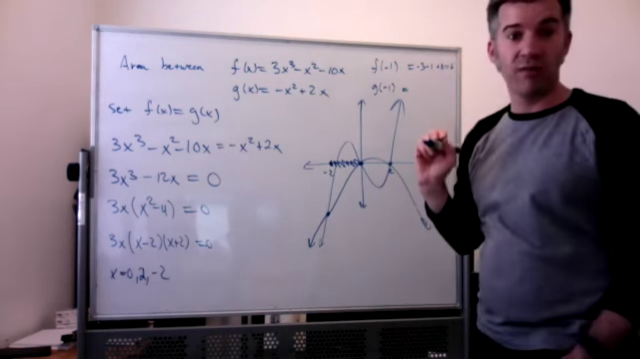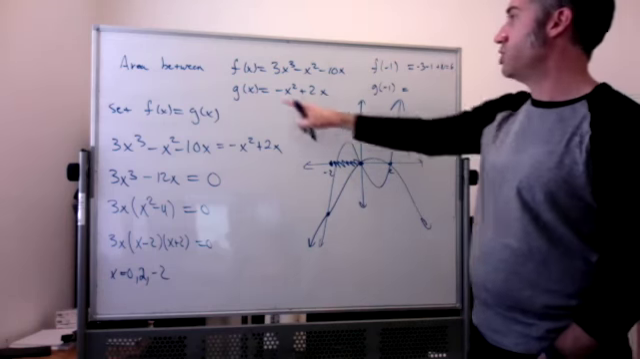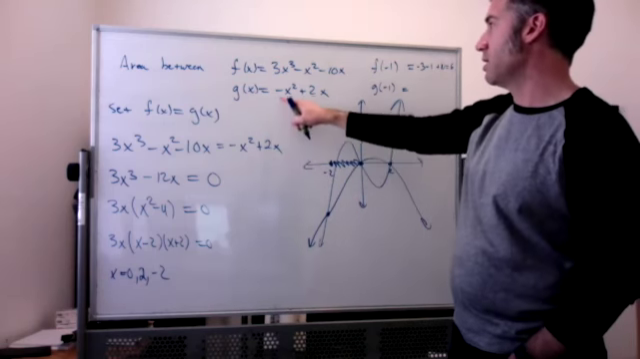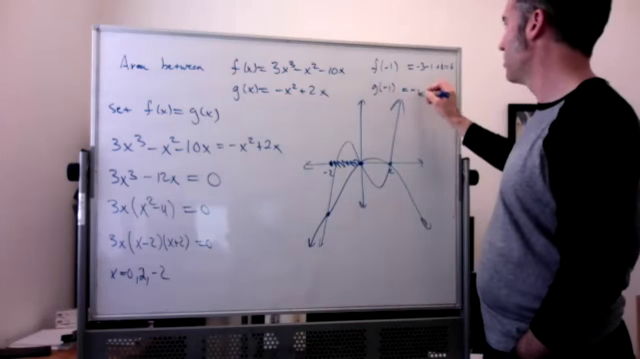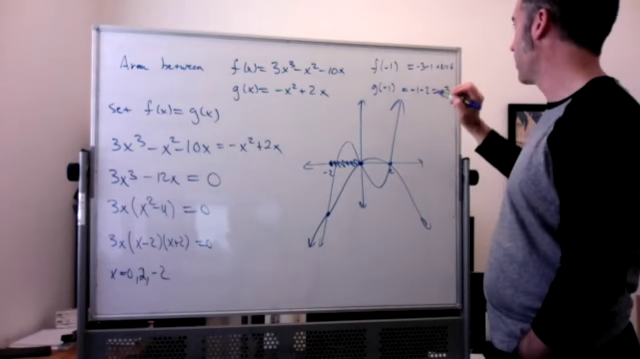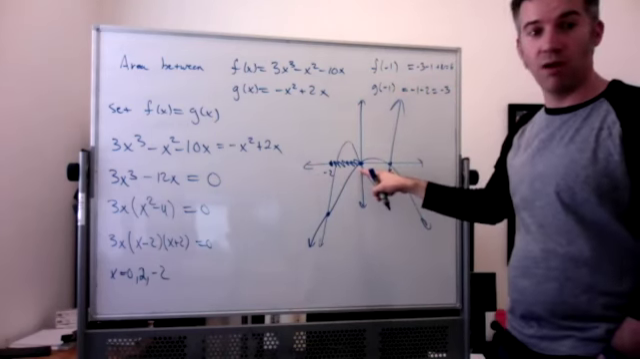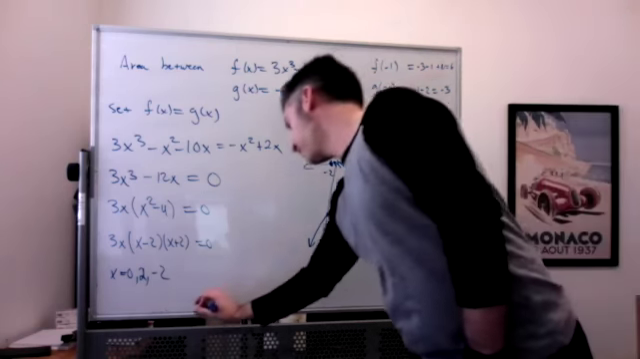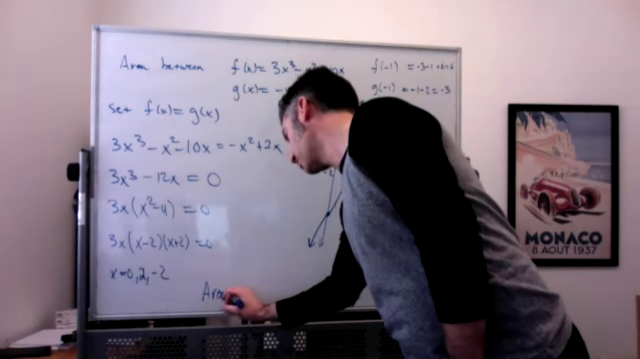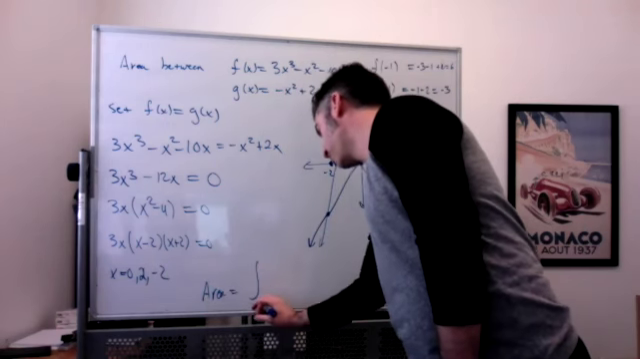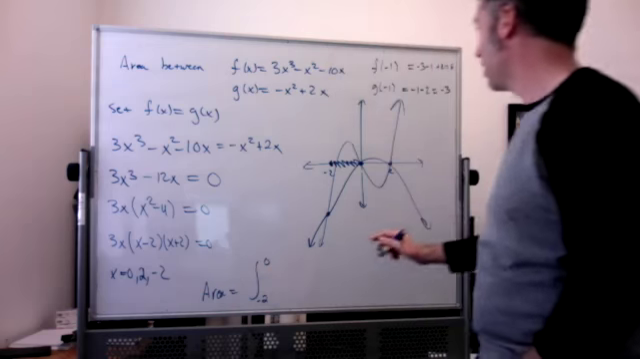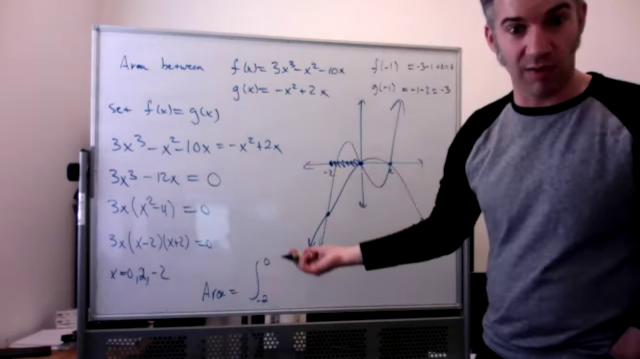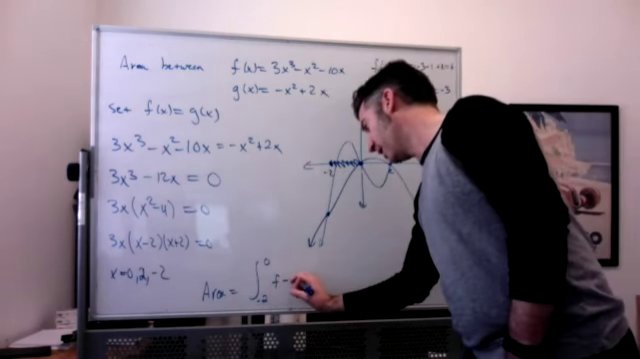So f of negative 1 is 6. And g of negative 1 is, let's see, negative 1 minus 2 is negative 3. So between negative 2 and 0, f is bigger than g. So far, part of the area calculation is going to be the integral from negative 2 to 0 of the bigger one minus the smaller one, f minus g.